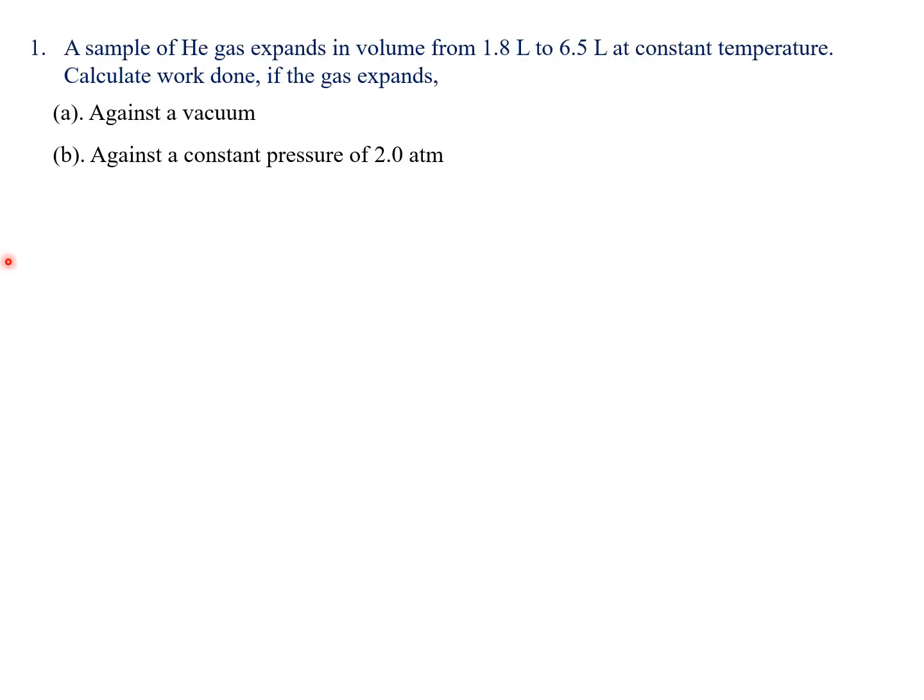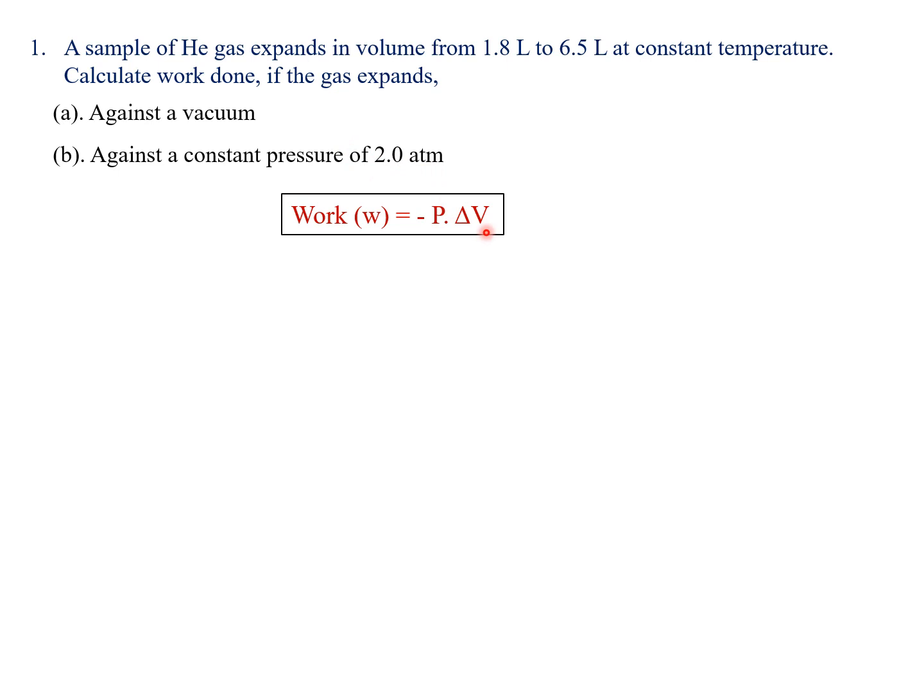The first example is a sample of helium gas that expands in volume from 1.8 liters to 6.5 liters at constant temperature. Now you need to calculate the work done against a vacuum, and the second part, against a constant pressure of 2 atm.